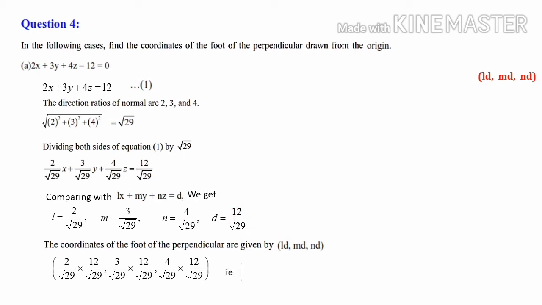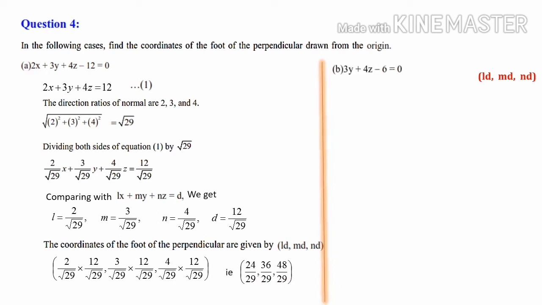Go for calculation, that is 2 into 12, that is 24, root 29 into root 29 is 29, 3 into 12, that is 36, divided by root 29 into root 29 is 29, 4 into 12, that is 48, divided by root 29 into root 29 is 29. So 24 by 29, 36 by 29 and 48 by 29. This is the coordinates of the foot of the perpendicular of the given plane.